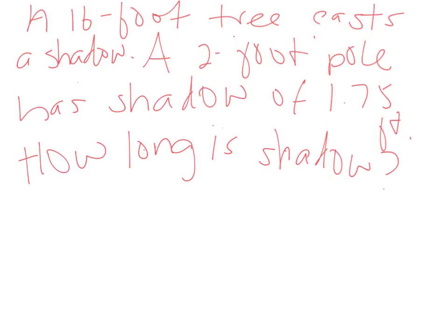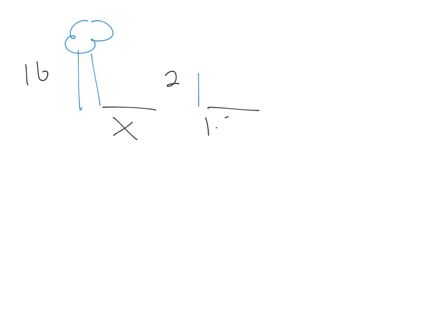Here's another example. A 16-foot tree casts a shadow. A 2-foot pole has a shadow of 1.75 feet. How long is the shadow for the tree? So there's our tree, there's our pole. So we know that the tree is 16 feet. We don't know the shadow. We know the pole is 2, and the shadow is 1.75.